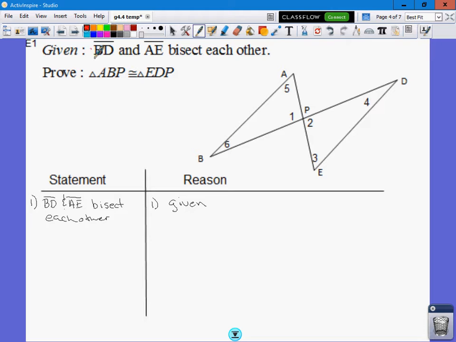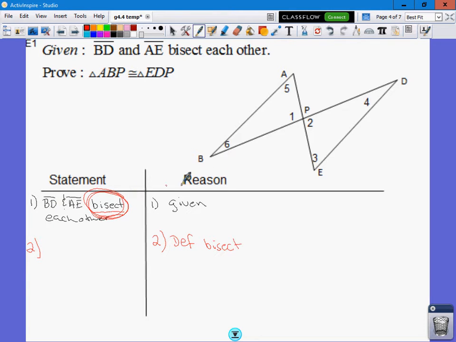The minute I see this word, I already know what I'm going to put over here on this side. What do you think is going to go on the reason side? Definition of what? Definition of bisect. To know that something bisected isn't going to help me prove it. They haven't stated things that are congruent yet. But in order to state that these two triangles are congruent, I've got to know either side, side, side, side, angle, side, angle, side, angle. So I need those pieces.